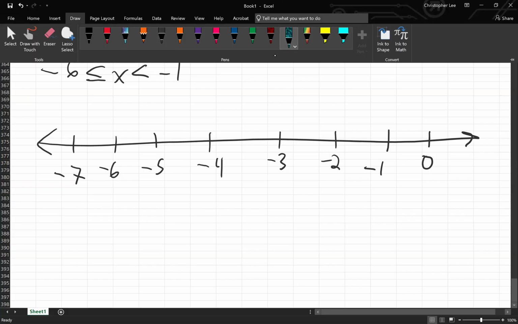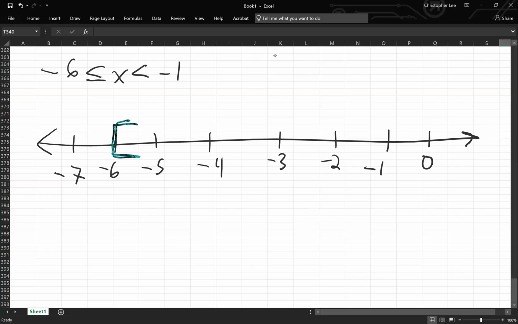So this is -6 less than or equal to x. That less than or equal to is gonna give me a bracket. So here we go, bracket. And then it says that x is less than -1, so this is gonna be a parentheses. There goes my parentheses. And all I'm gonna do is shade the numbers in between. I have pencils, so y'all could probably do it better than me. I'm just over here trying. But yeah, that's it.